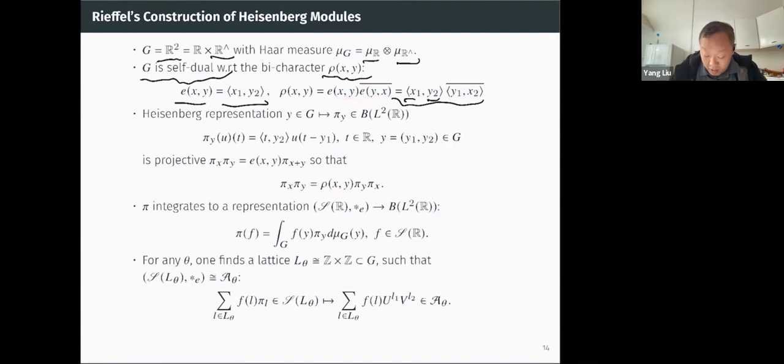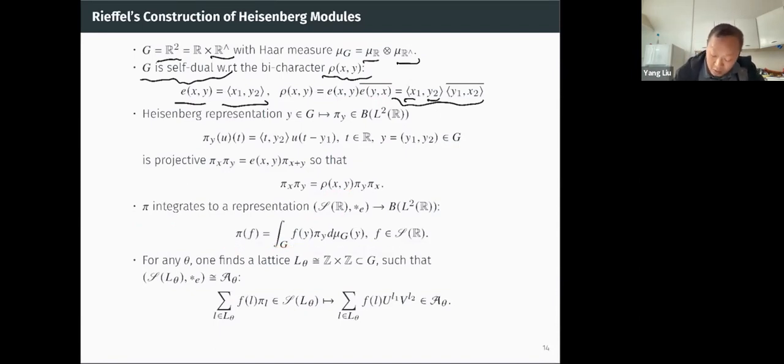So in a way, this rho will give you this e to the 2 pi i theta in the definition of the non-commutative torus. The standard recipe in representation theory is that once we can integrate this representation into a representation on the Schwartz functions on R, it is defined in the following way.